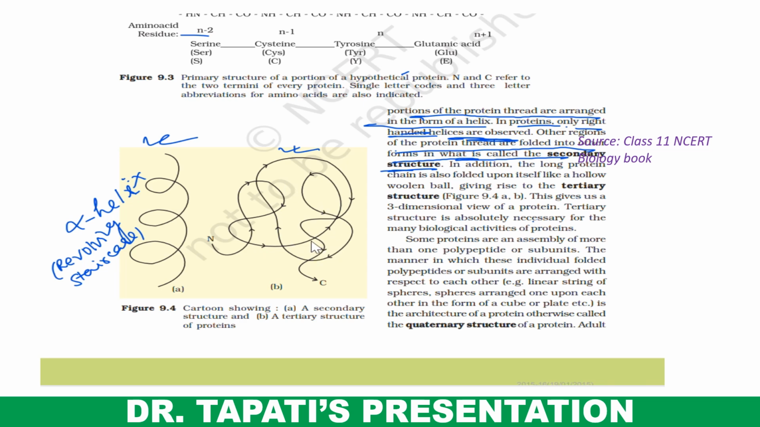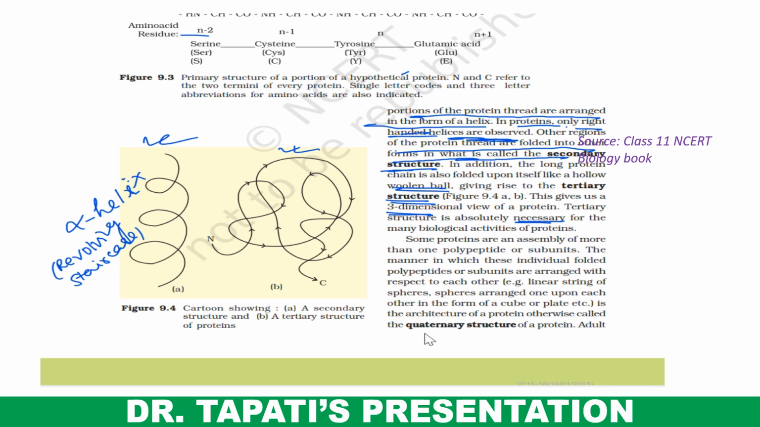Whereas the second figure shows the tertiary structure of protein, where the long protein chain is folded upon itself like a hollow woolen ball, giving rise to the tertiary structure, which is the three-dimensional view of the protein. This tertiary structure is absolutely necessary for many biological activities of proteins. So in order to show the activity of a protein, tertiary structure is in most cases required.